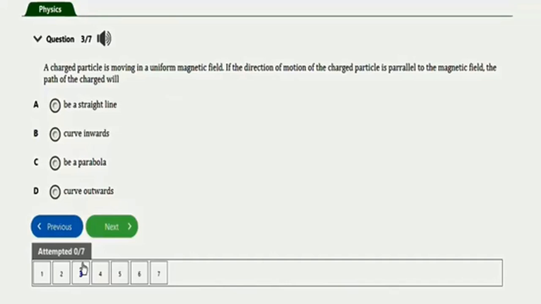Next question will be this one. It says, a charged particle is moving in a uniform magnetic field. If the direction of motion of the charged particle is parallel to the magnetic field, the path of the charge will, option A, be a straight line, curve inwards, be a parabola, curve outwards. So the right option will be option A, which is it will be a straight line.